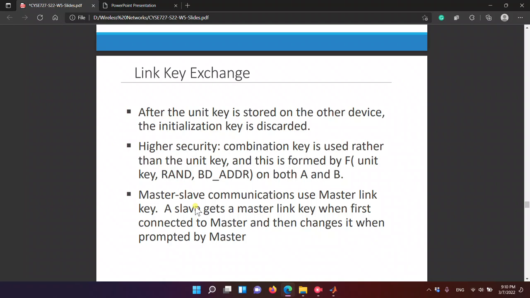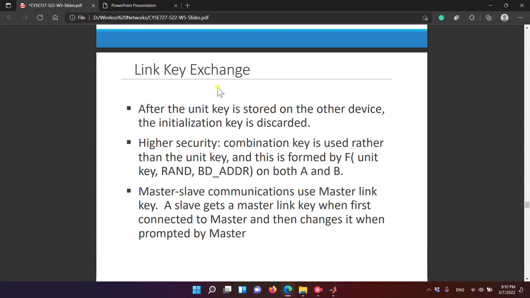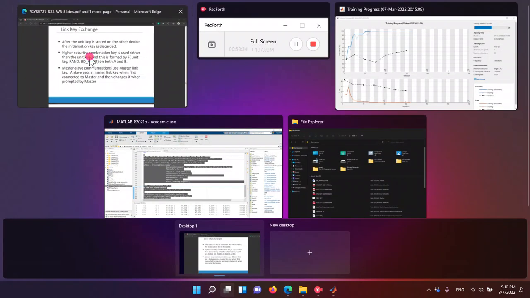So the link key exchange: after the unit key is stored on other devices, the initialization key is discarded. Higher security is when the combination key is used rather than the unit key. This is formed by the function F of the unit key, the random number and the Bluetooth device address on both A and B. Master-slave communications use a master link key. A slave gets a master link key when first connected to the master, and then changes it when prompted by the master.